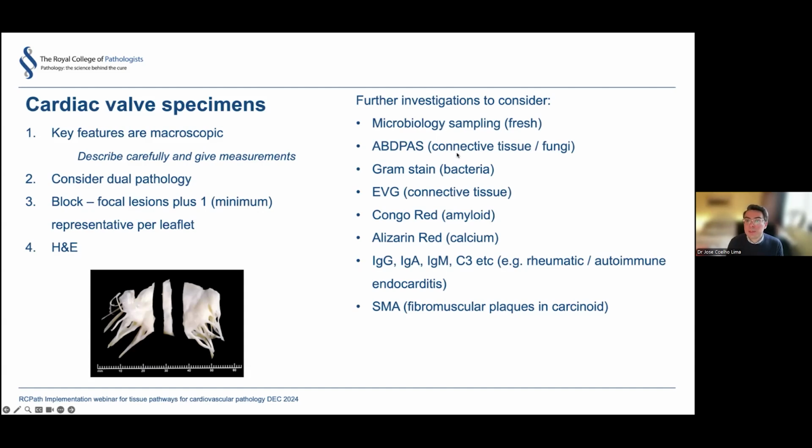These include, for example, stains for connective tissue, and for fungi such as diastase PAS, or for bacteria if there is any presence of vegetation such as Gram stain, Congo red for amyloid, alizarin red or von Kossa for calcium. But this is not an exhaustive list.